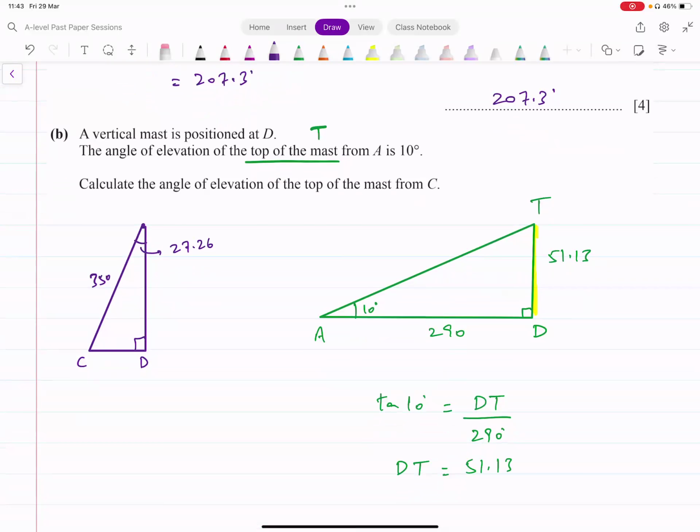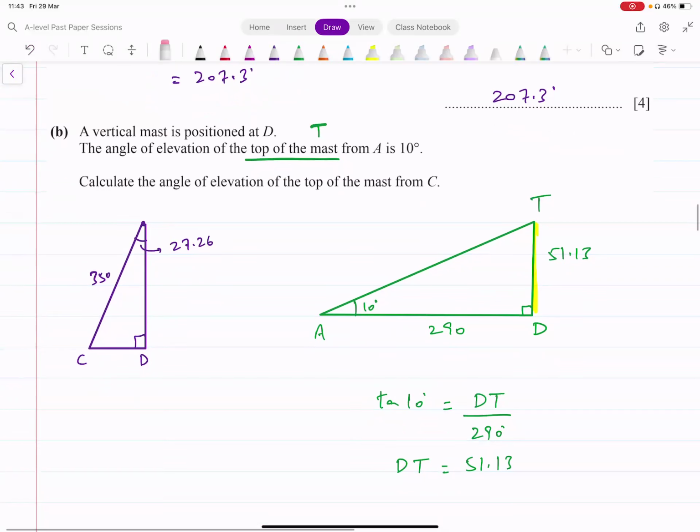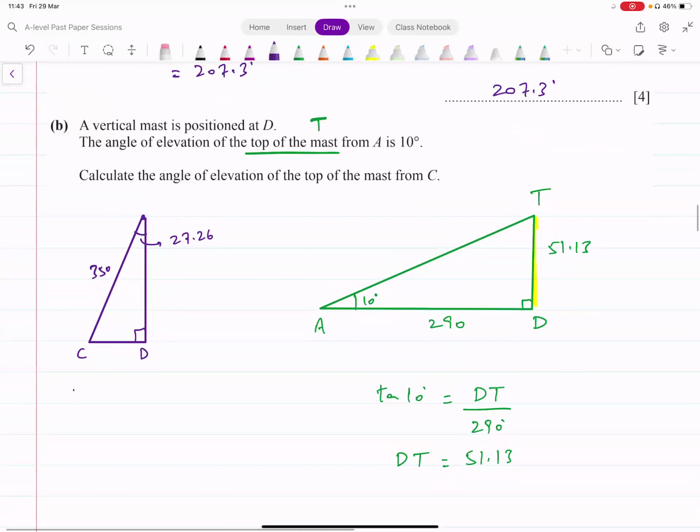What ratio do we use? This is perpendicular, sorry, because the angle is this one. With respect to that angle, this is perpendicular. What's the ratio between perpendicular and hypotenuse? It's sine, so we can say CD over 350 equals sine of 27.26 degrees. And that's going to give us the length of CD. Let's see what that turns out to be. 350 into sine of 27.26. That's 160.31. That's the length of CD.